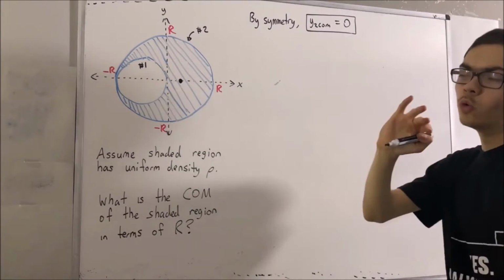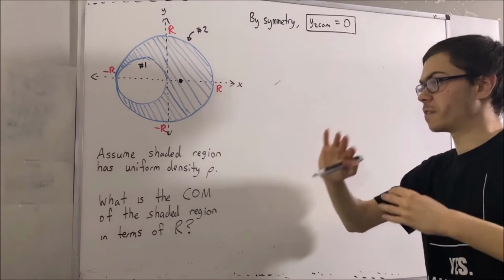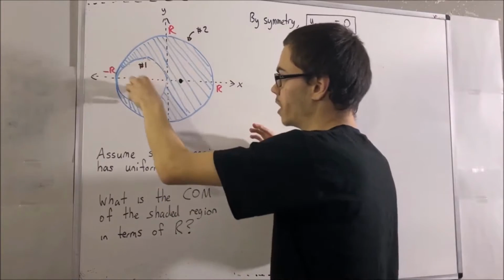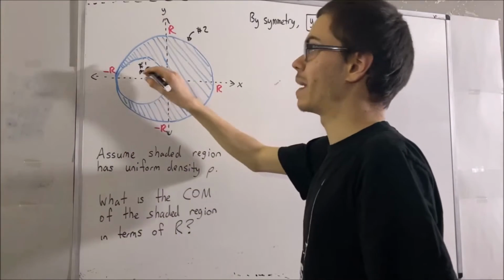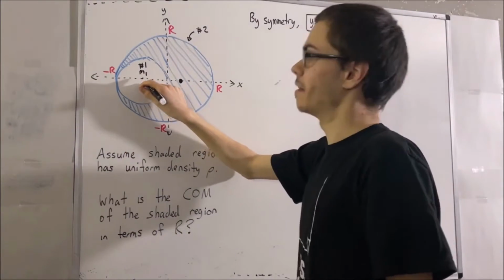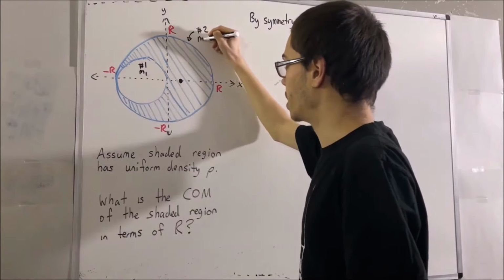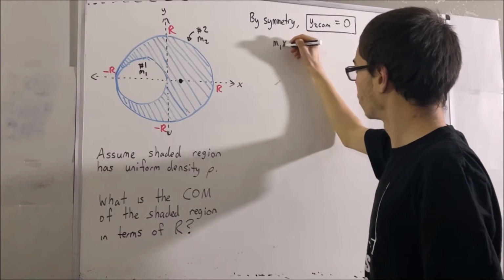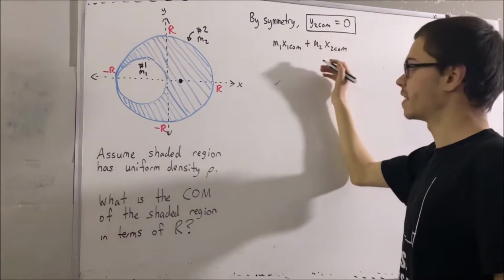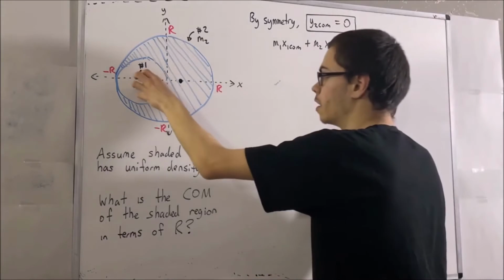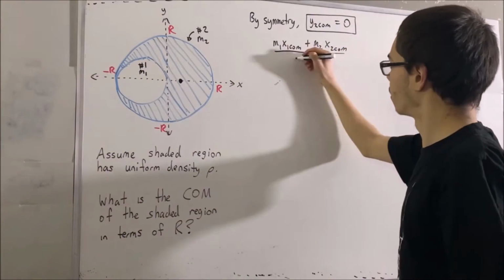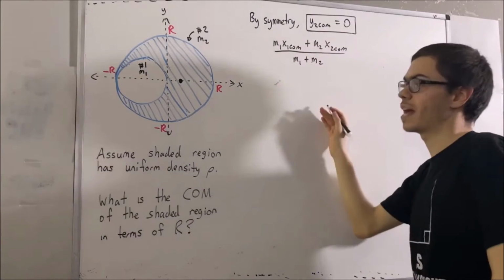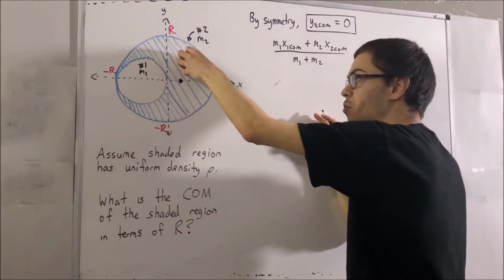Well, it turns out we can use a property of centers of masses, which goes like this. If we take the mass of region 1, multiply it by its center of mass, then add that to the mass of region 2, multiply it by its center of mass, and divide this by the total mass of region 1 and region 2, then it turns out that this is equal to the center of mass of region 1 and region 2 combined.